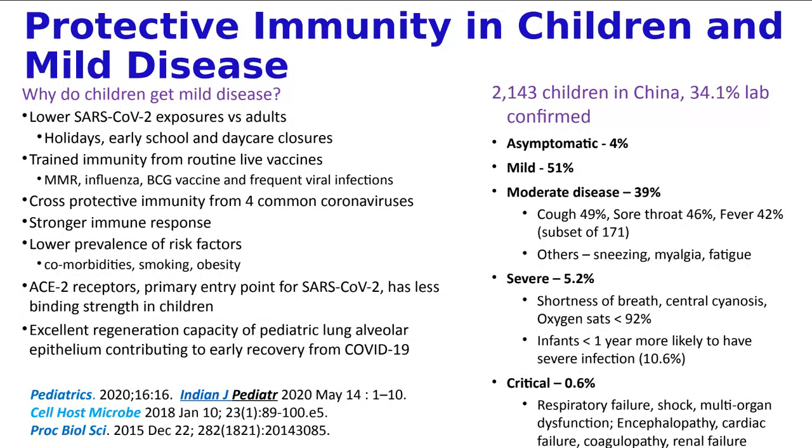recovery from COVID-19. So in the first few cases from China, when they did start to identify children, they found over 2,000 cases, and 34% of these were lab confirmed. The majority of the cases, 50% of them, were mild, 40% of them had moderate disease, and 5% of them had severe disease. 0.6% of them presented with respiratory failure, shock, multi-organ dysfunction, encephalopathy, cardiac failure, coagulopathy, and renal failure.